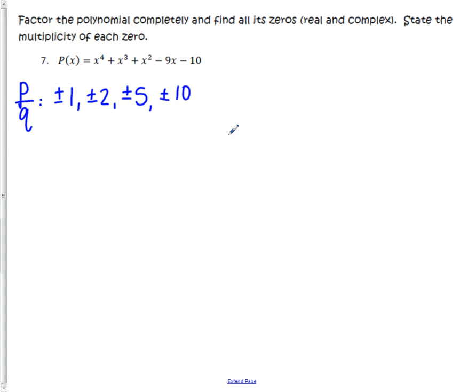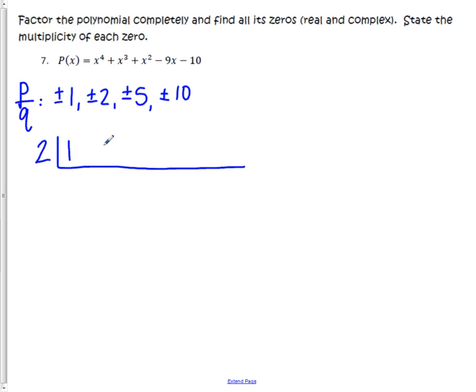If you had a graphing calculator, this would be a great time to go through and see which ones work, just to kind of narrow things down. If you didn't have a graphing calculator, you could go through and try it either with synthetic division or by plugging these numbers back into the polynomial and finding what works. So I happen to know what does work, so I'm going to go ahead and start with one of them that works, which was 2.